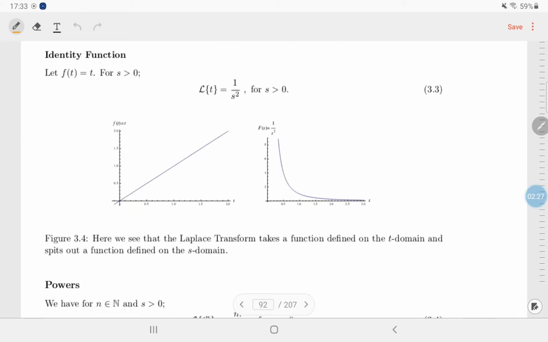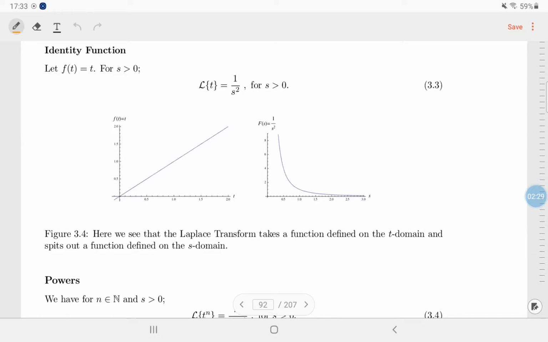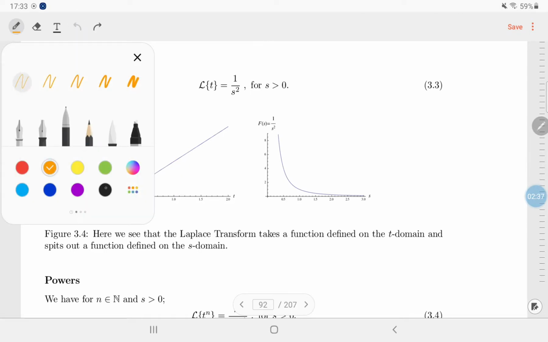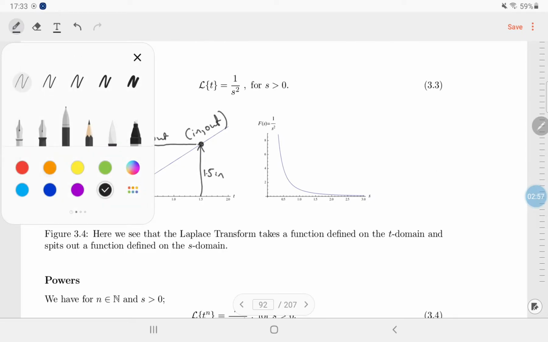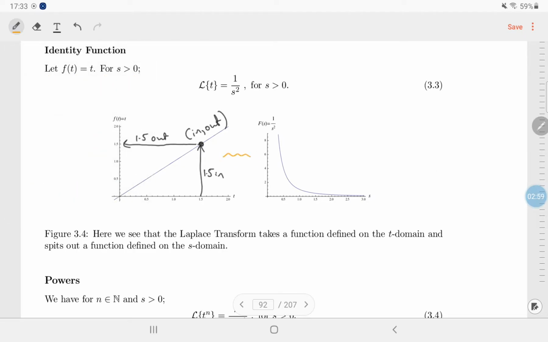Here's another one. If you put in the identity function, so what I'm saying is, say 1 in, 1 out. Let's use a different color for that. Say 1.5 in, 1.5 out. Because remember that all the points on a function are of the form input, output. Anyway, if you take that function, t, the Laplace transform of it is 1 over s squared.